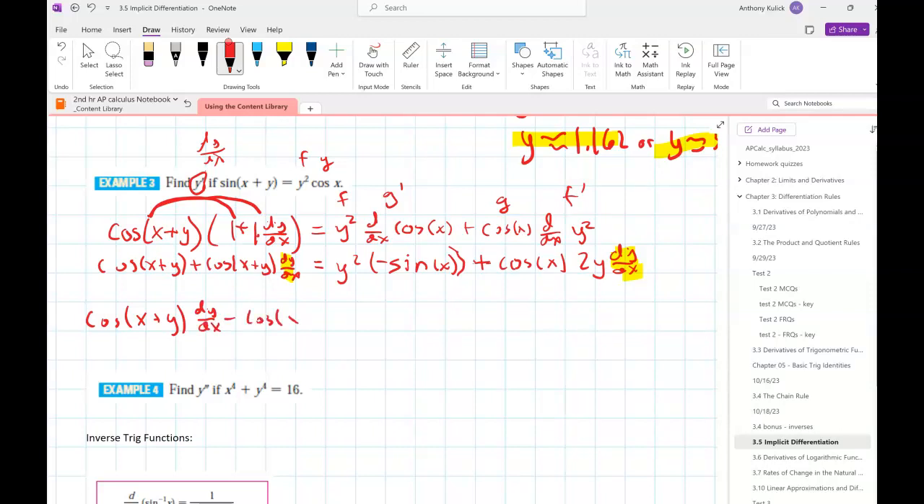How come you didn't put the negative sign next to it, just make it negative y squared? I was just trying not to simplify until I needed to simplify so I didn't confuse anybody when I was doing stuff, to be honest with you. Not that you would have been confused, but I feel like somebody would have asked that question. So I factor out the dy dx, and then I'll divide both sides by cosine xy minus cosine x.